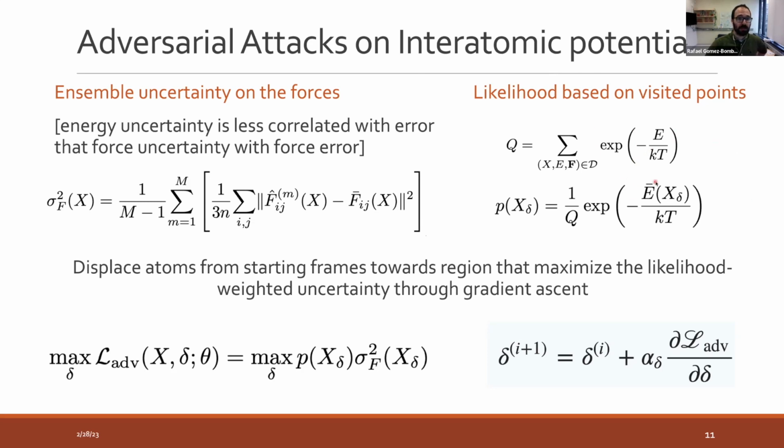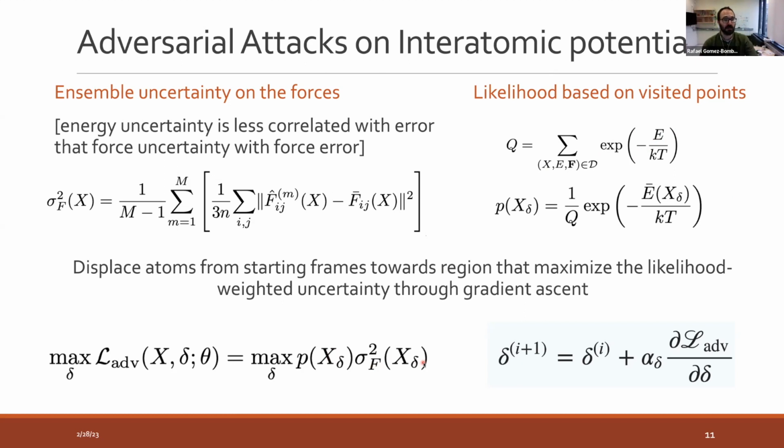So over all the data we visited in the past, we can assign likelihoods for these new points that we visit in the present. So we end up having this joint product, right? The likelihood of a given new geometry and the uncertainty in the forces of this geometry. And we can literally do gradient ascent of this and displace our atom, our molecular geometry, pop.